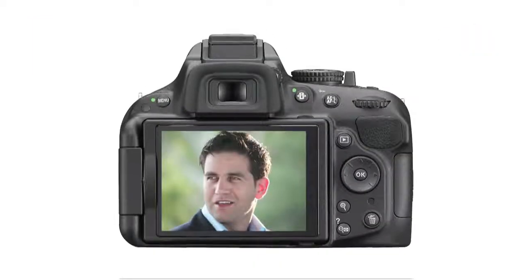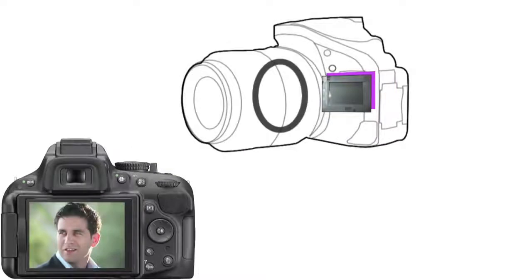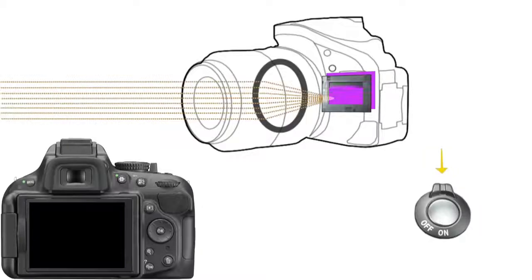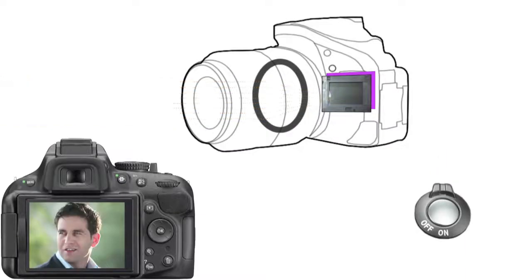Here you can see in this animation that the shutter is not open until you press the shutter release button. Once you press the shutter release button, the light passes through the lens and hits the image sensor, and that's how the image gets recorded in your camera.